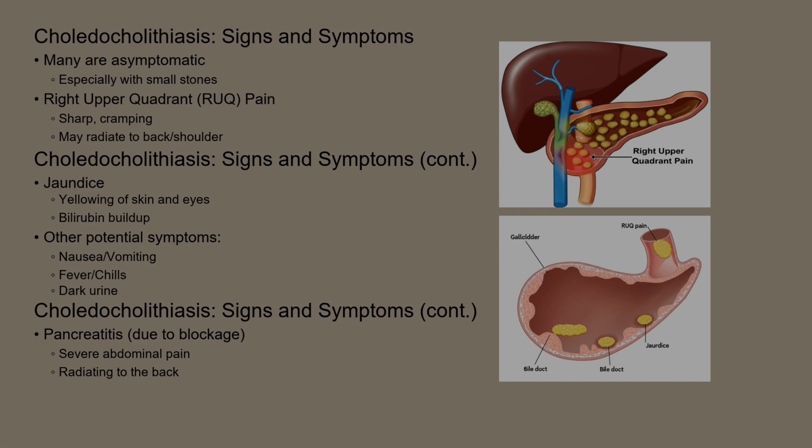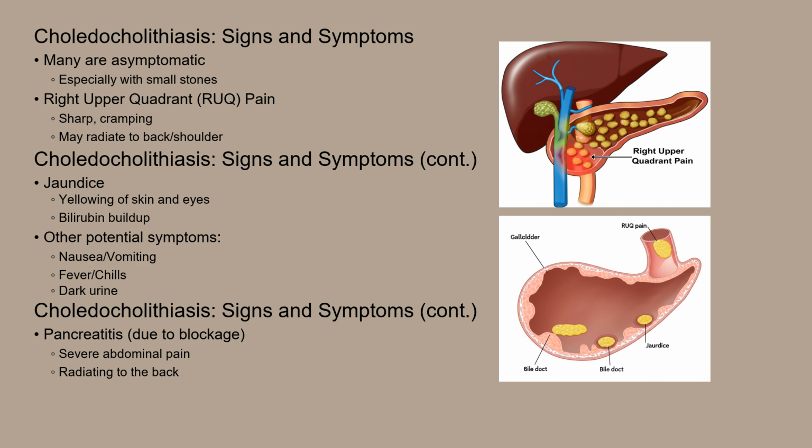Now, how does choledocholithiasis make its presence known? The symptoms can vary in intensity, but some common indicators include right upper quadrant abdominal pain, often described as sharp and cramping. Jaundice, characterized by yellowing of the skin and eyes, is another telltale sign. Other symptoms may include nausea, vomiting, fever, dark urine, and light-colored stools. Some individuals may experience no symptoms at all, making diagnosis more challenging.